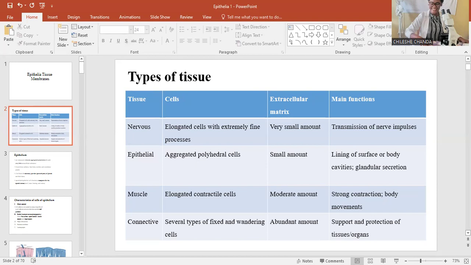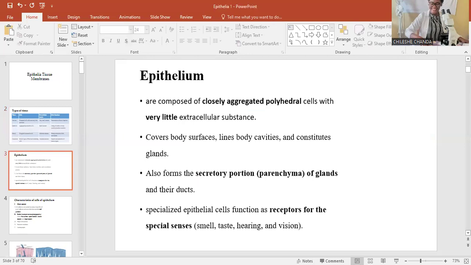The third tissue type that we just introduced is muscle tissue, the one which is specialized for muscle contraction, the one that is specialized for movement. Okay, so that is muscle tissue. And then the fourth one will be connective tissue. And connective tissue, we said that is the tissue that is specialized in support of all organisms.